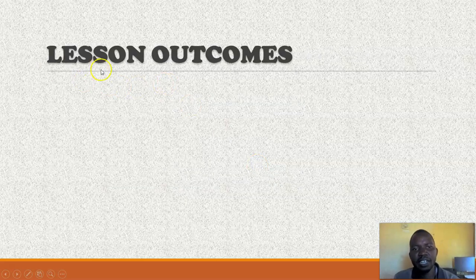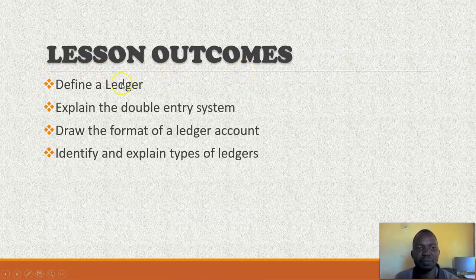Let's look at lesson outcomes for today. 1. We shall define a ledger. 2. We shall explain the double entry system. 3. We shall draw the format of a ledger account. Lastly but not the least, we shall identify and explain types of ledgers.